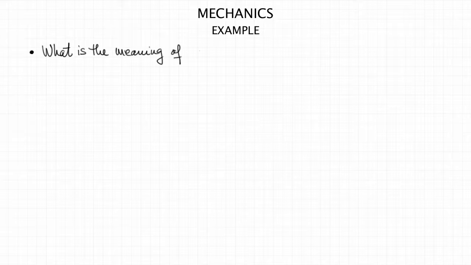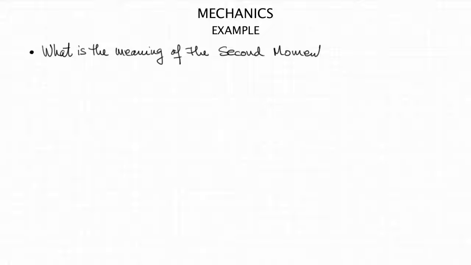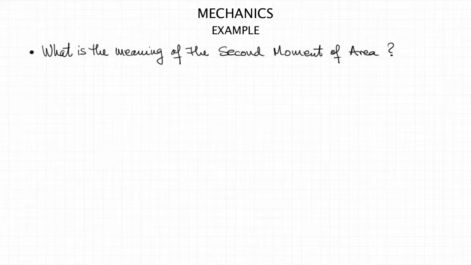Hello again and welcome to a new lecture in which we will do an example to illustrate the application of the second moment of area and the parallel axis theorem for a composite section, for a composite area. But before we start the example, the question that comes to mind is, what is the meaning of the second moment of area? What does this mean?